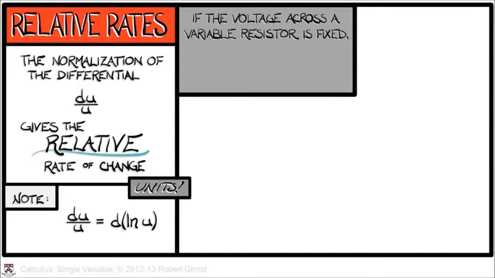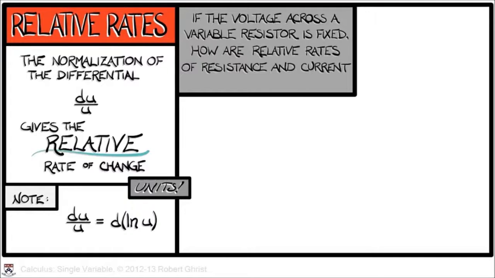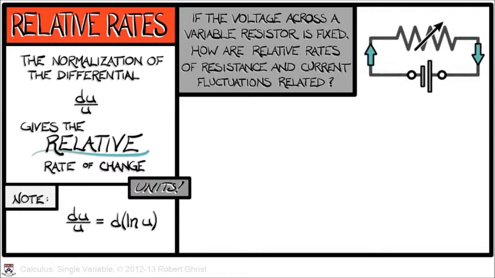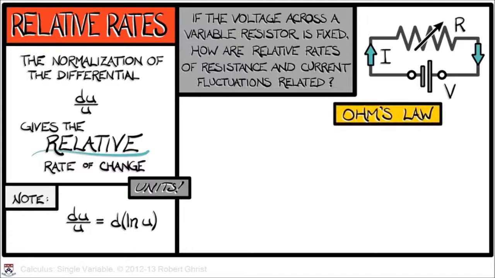If we have a voltage across a variable resistor that is fixed, then how are the relative rates of resistance and current related? So in a simple circuit with voltage potential V, current flow I, and variable resistance R, these quantities are related by Ohm's law. That is, V equals I times R.